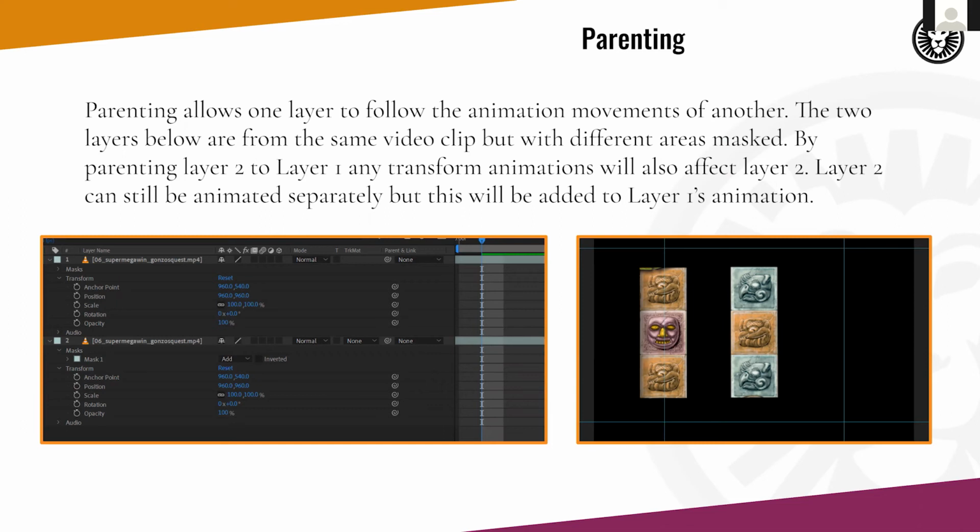Right, parenting allows one layer to follow the other in animation, the animation movements. This can get quite complicated if I don't explain it well. So in this example, I might have an animation happening on this layer, and I want this layer to follow that movement. I can animate this layer with exactly the same attributes that this one has. However, it's easier.